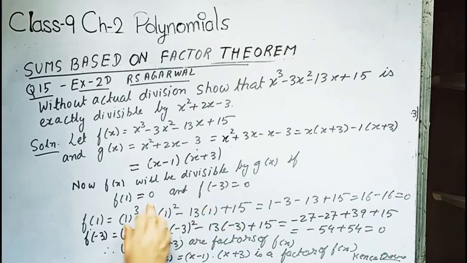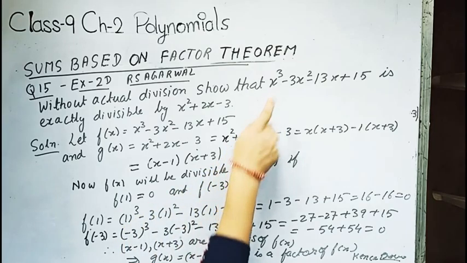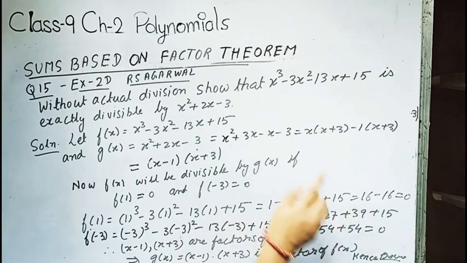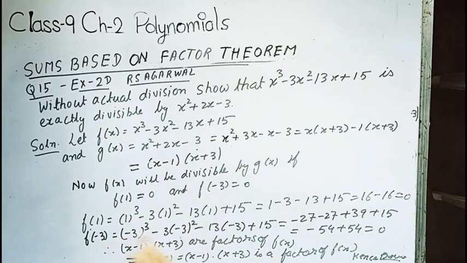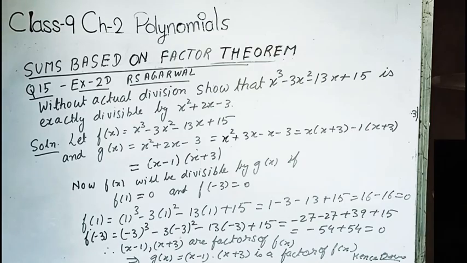Now in place of x I will be substituting first x equals 1, then I will be getting f(1) as 0, and then second time I will be substituting x equals minus 3, then again we are getting 0, and hence x minus 1 and x plus 3 are factors of f(x), implies g(x) equals this much is a factor of f(x), hence proved.